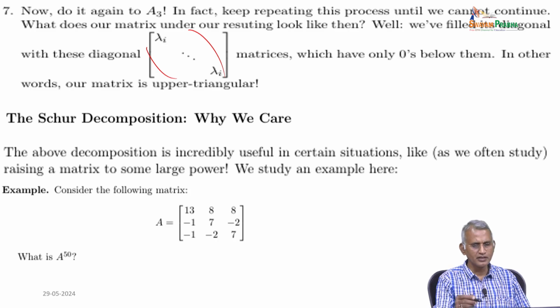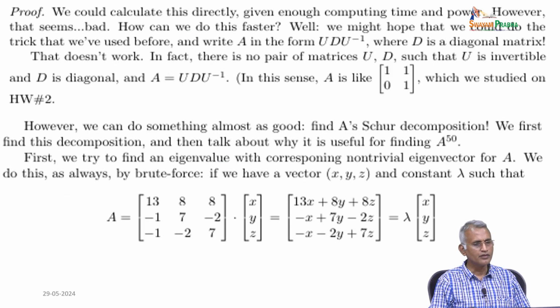The above decomposition is incredibly useful in certain situations, like raising a matrix to a large power. Let us study an example: consider the matrix A equal to [13, 8, 8; minus 1, 7, minus 2; minus 1, minus 2, 7]. How do we calculate A to the power 50? That is the speciality of this decomposition. Let us start by directly computing the powers. This seems to be very bad. Therefore, how can we do it faster?